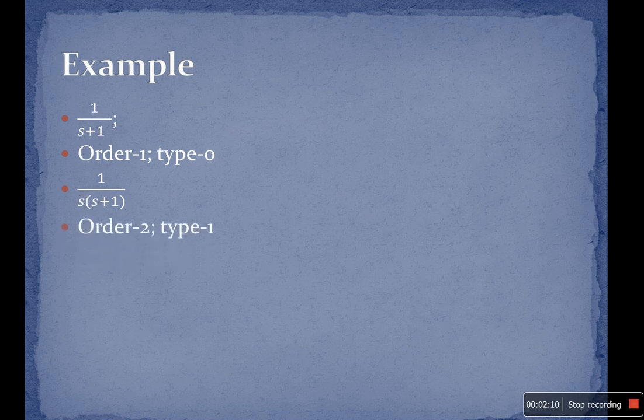So if you want to plot these transfer functions on the s plane, for the first transfer function we have only one pole at minus 1. So that's why the order is 1, and we do not have any poles at the origin, that's why the type is 0. And in the second transfer function we have one pole at minus 1 and one more pole at 0, that is s equal to 0 and s equal to minus 1. So here we have one pole at the origin, that's why the type is 1 and the order is 2.